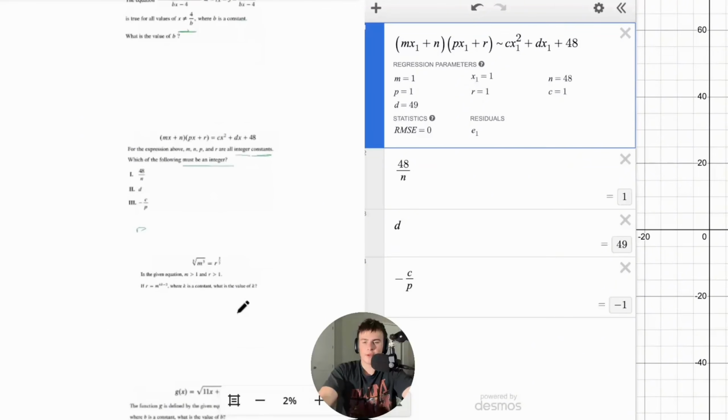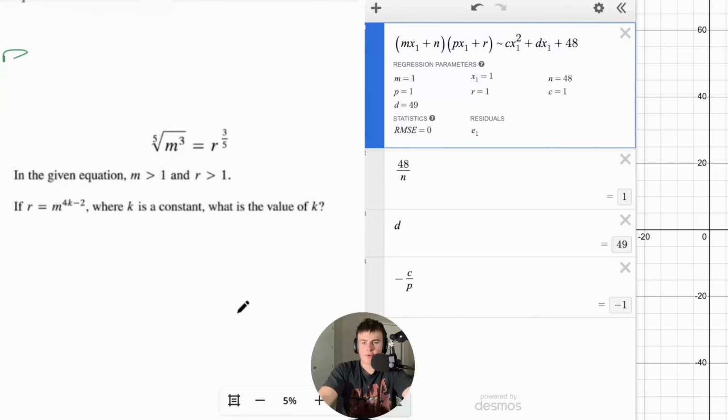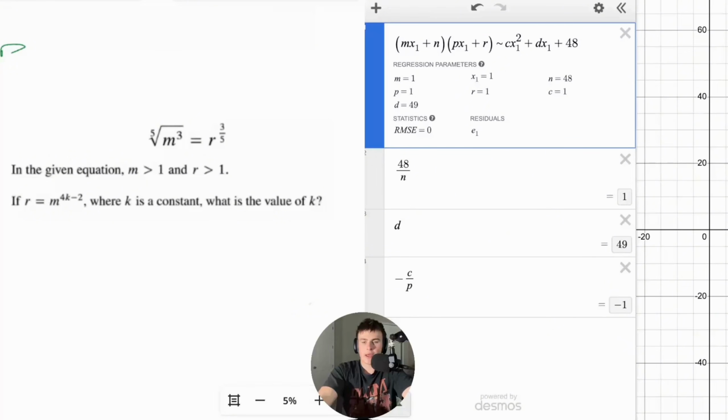Got a few more here. So this one says, in the given equation, m is bigger than 1 and r is also bigger than 1. If r equals m to the 4k minus 2, where k is a constant, what's the value of k? We have two conditions here. That's a lot. And we have this right here. What's the value of k?